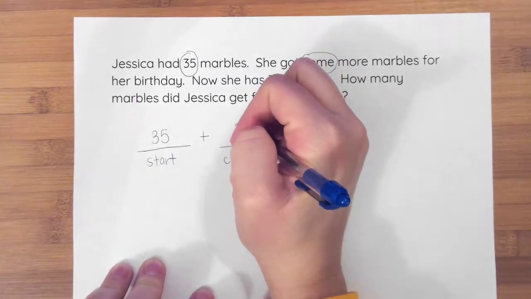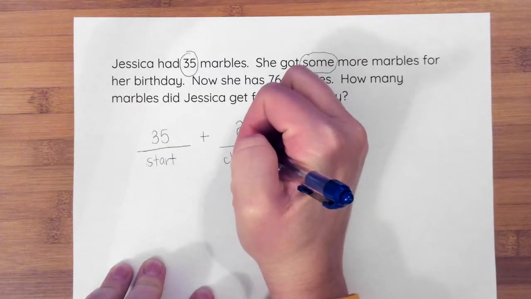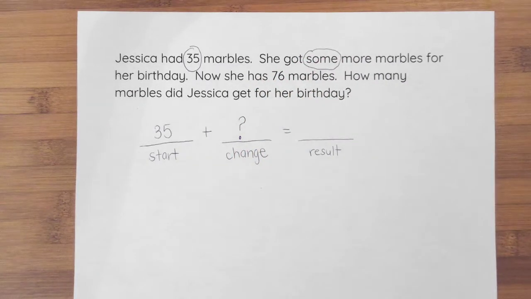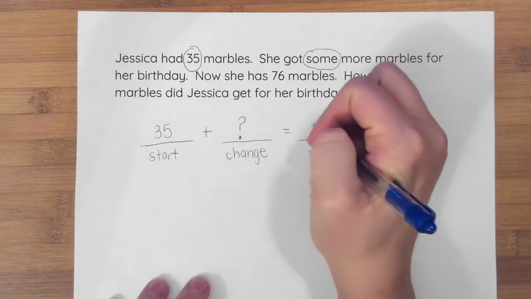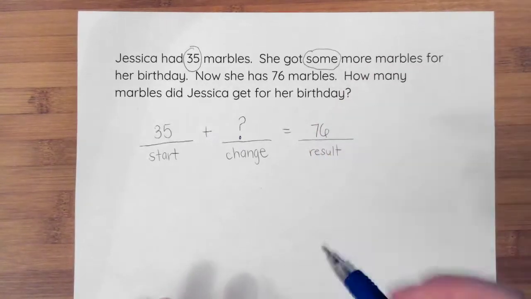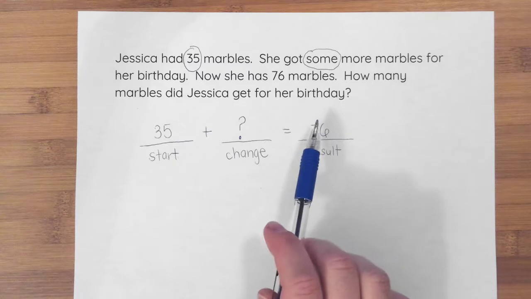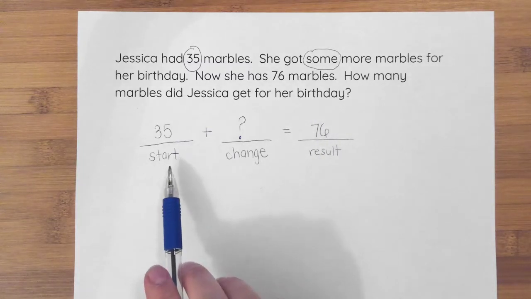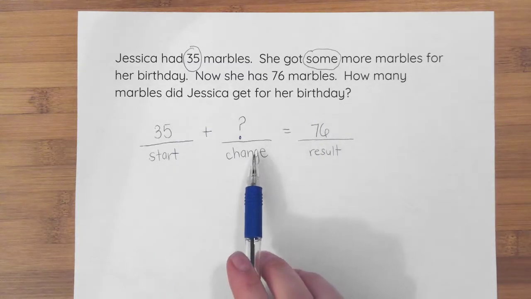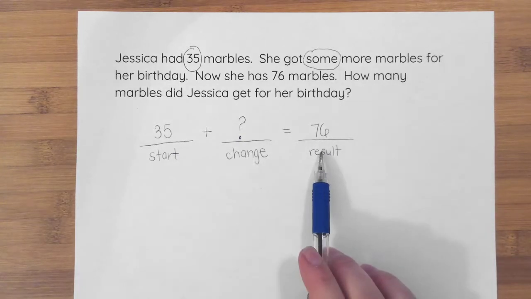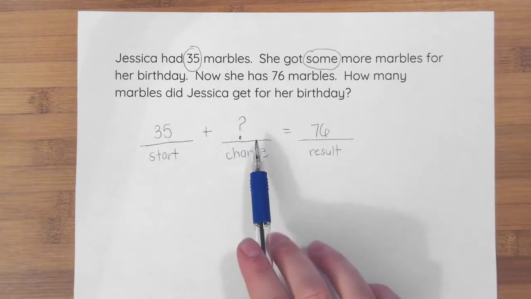So I'm going to put a question mark, that symbol for that unknown number that we don't know. It says now she has 76 marbles. So I know that's how many she has in all. Altogether, she ended with 76 marbles. And my question is, it wants to know how many marbles did Jessica get for her birthday. So I have to figure out, she started out with 35. She got some for her birthday, and now she has 76. How many did she get for her birthday?